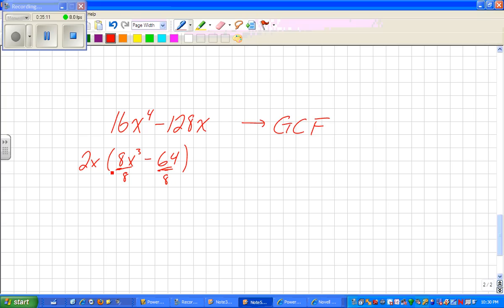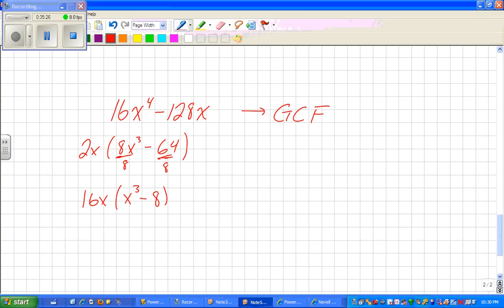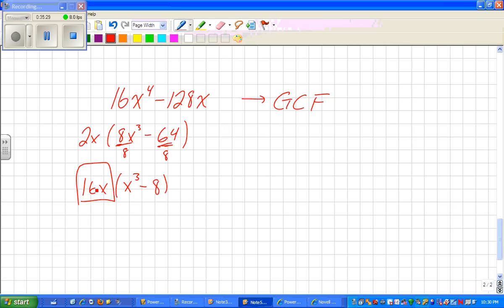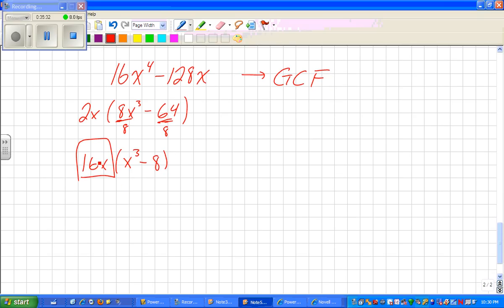So if you take out an 8, that 8 comes to the outside and gets multiplied by 2x. So that becomes 16x. And inside you will have x to the third minus 8. This GCF, this 16x, is just going to hang on the outside the whole time. So we're going to ignore that for right now. What we are going to focus on is the x to the third minus 8. 8 is a perfect cube, so it can be written as 2 cubed. So this x is my a value, and the 2 is my b value. This is what I plug into the formula.